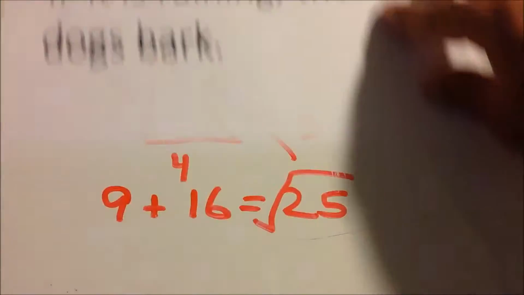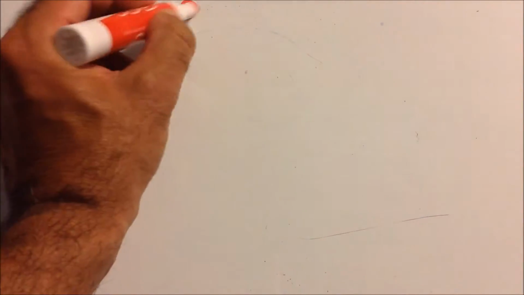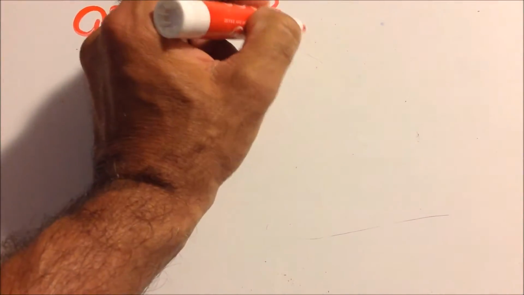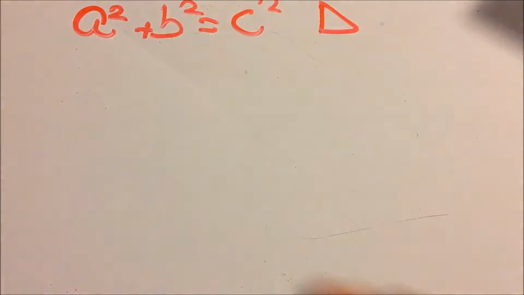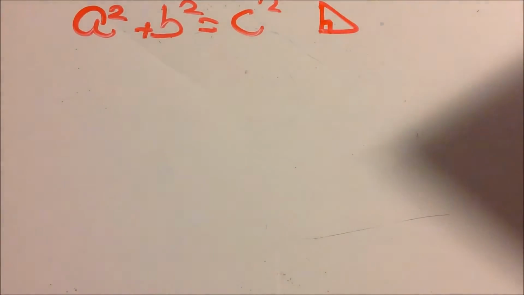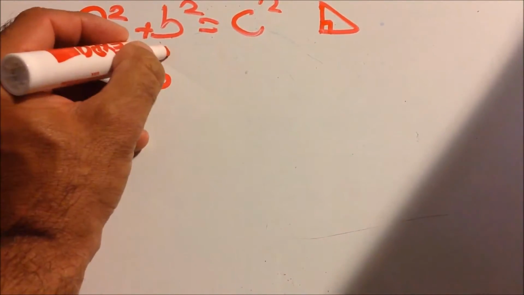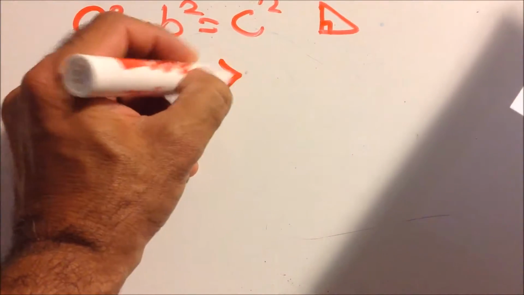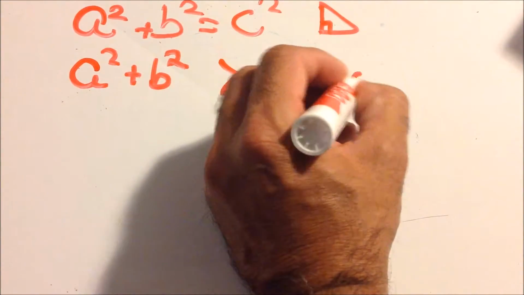So what we're saying is this. I'll erase this. Let's bring it over here. If a squared plus b squared equals c squared, then we know that the triangle is a right triangle. So it's a right triangle. Don't forget the 90-degree box. But if a squared plus b squared is greater than c squared, then the triangle will be acute. Put an acute triangle.